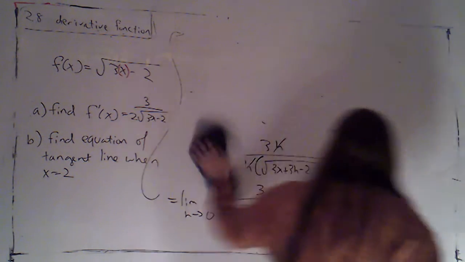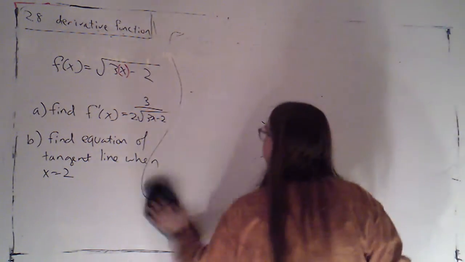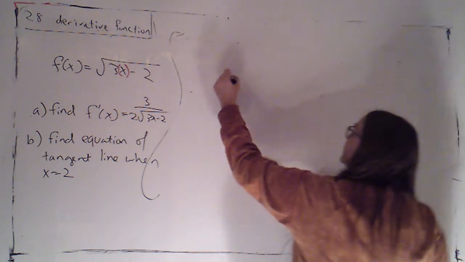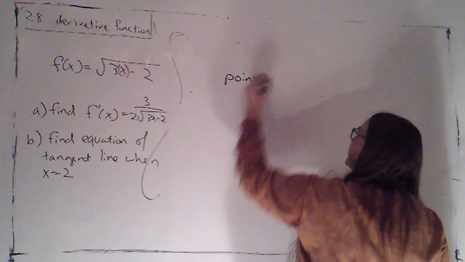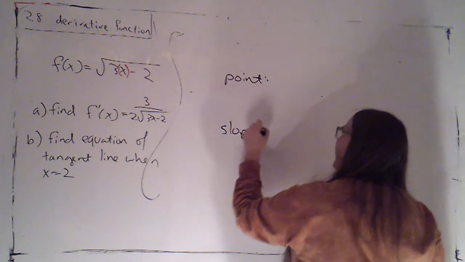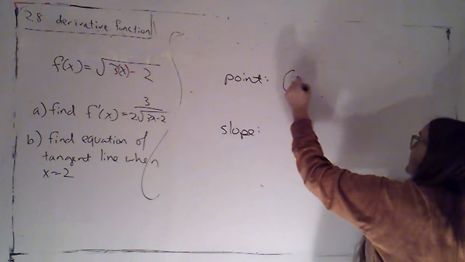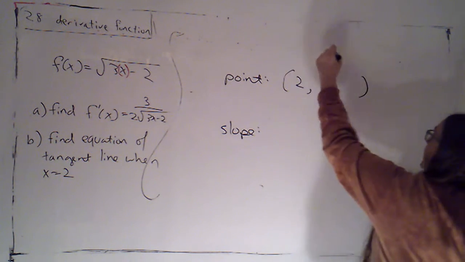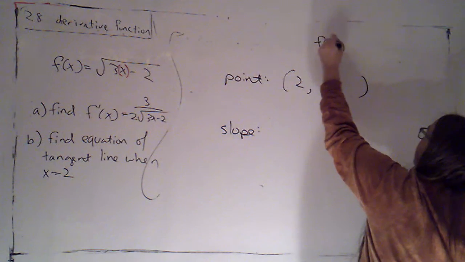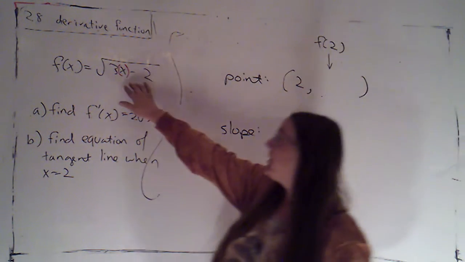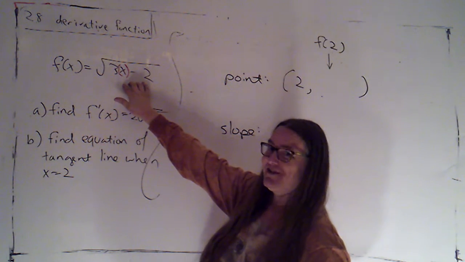So for part B, I want to find an equation for the tangent line. I know I need two things. I need a point and I need the slope. What I was given was the x value of the point. Well, what's going to go here will be the y value of the point. I get that by plugging into f, the original function.